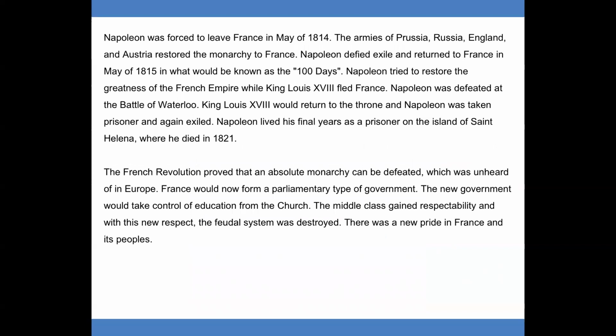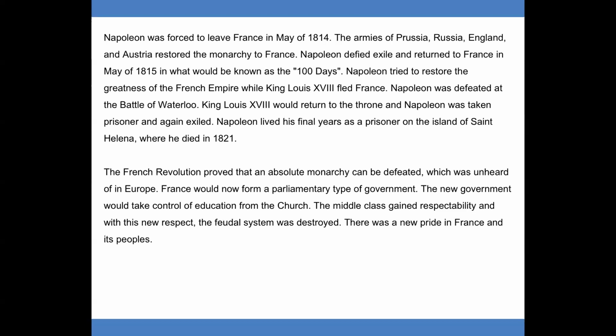Napoleon was forced to leave France in May of 1814. The armies of Prussia, Russia, England, and Austria restored the monarchy to France. Napoleon defied exile and returned to France in May of 1815 in what would be known as the 100 Days. Napoleon tried to restore the greatness of the French Empire while King Louis the 18th fled France. Napoleon was defeated at the Battle of Waterloo. King Louis XVIII would return to the throne, and Napoleon was taken prisoner and again exiled. Napoleon lived his final years as a prisoner on the island of St. Helena, where he died in 1821.